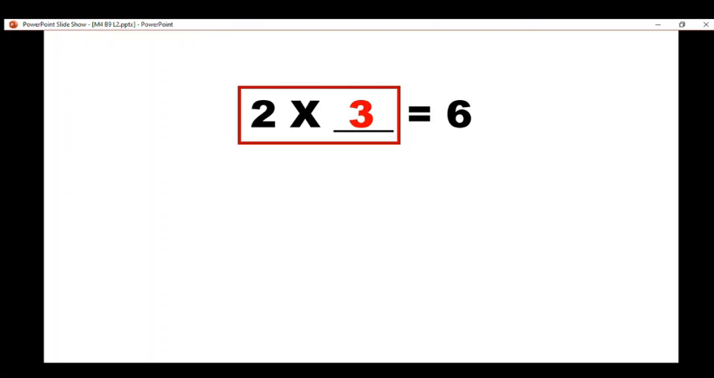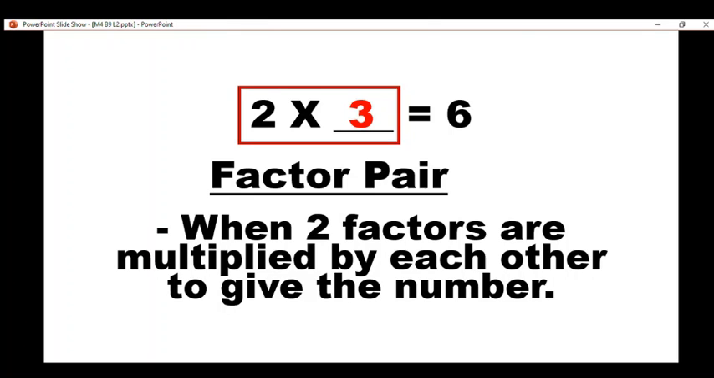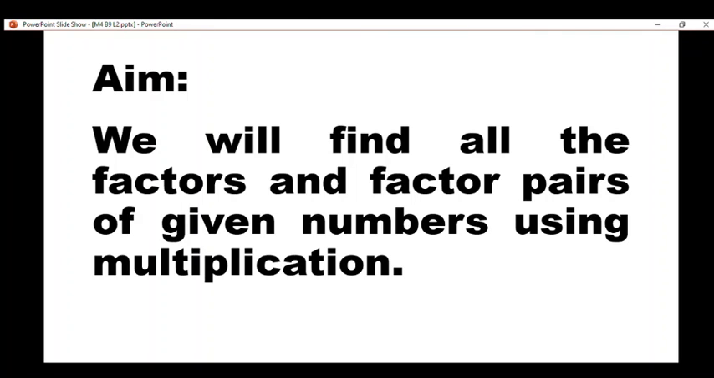So this 2 times 3 is what we call a factor pair. So what is a factor pair? When two factors are multiplied by each other to give the number. So today we will learn how to find factors using multiplication. So this would be our aim for today. We will find all the factors and factor pairs of the given numbers using the multiplication table.